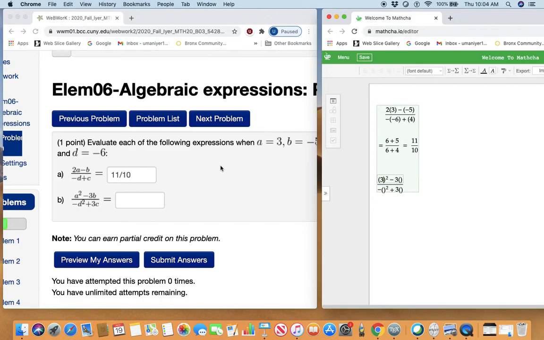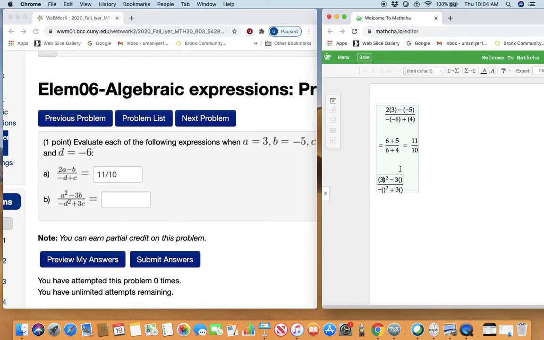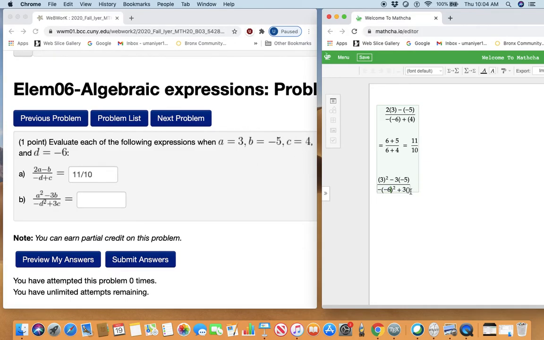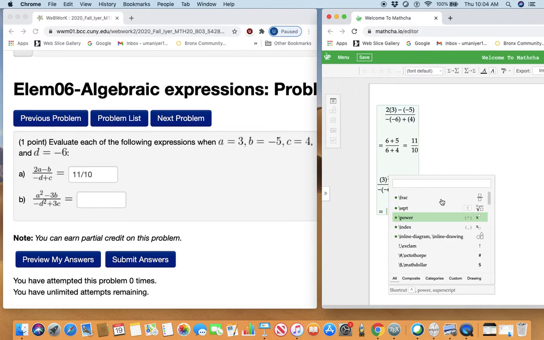Here is B. B is -5. So this one is a -5. D is -6. So the space inside is -6. And C is 4. C is 4. Now, okay, so this is equal a fraction.